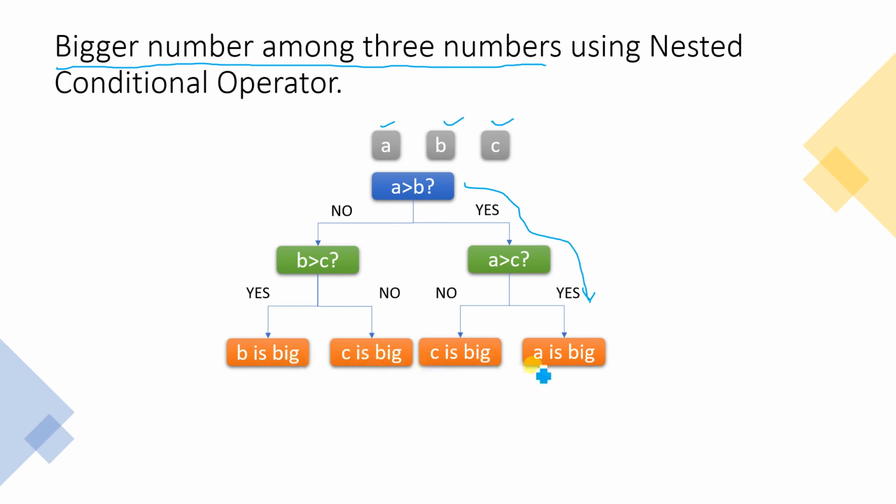So at the last we can see, if I follow this path, then A is big. If I follow this path, then C is big. Similarly, if we follow this path, we'll get B is big. And if we follow this path, then C is big. Now we are ready to write this conditional statement.